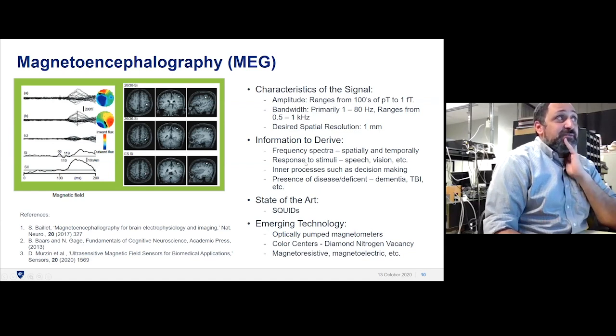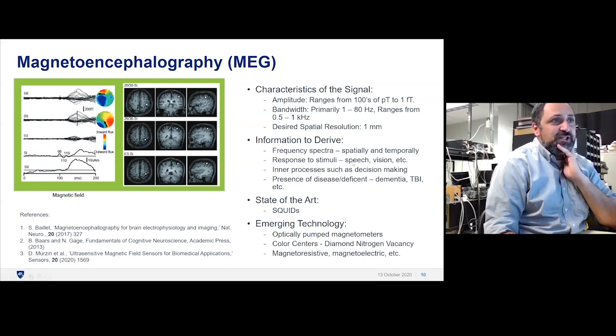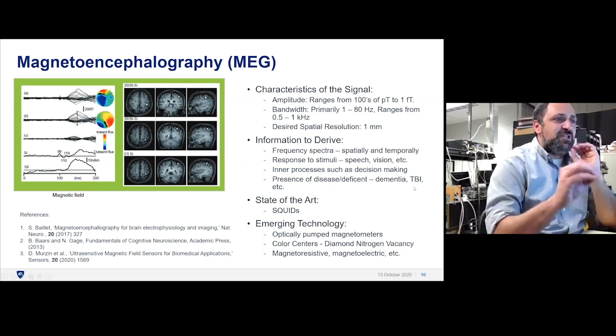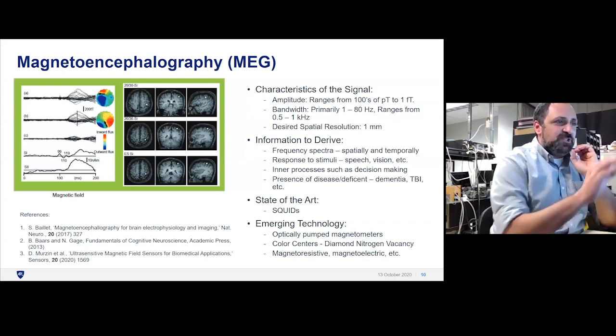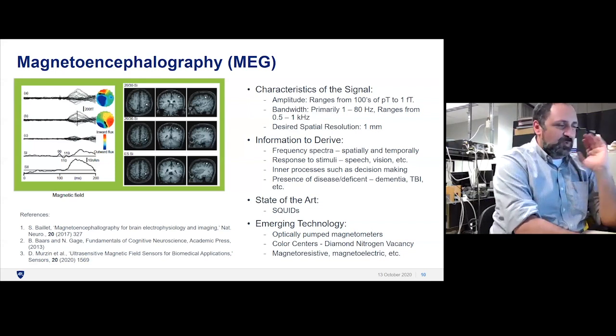And with magnetoencephalography, you can characterize someone's processing of speech, of vision, decision-making. You can see the presence of disease or a deficit of dementia, TBI, traumatic brain injury. Although MEG is not really used for that so much because MEG systems are so rare. And that's because they rely on SQUIDs, which I'll be describing.